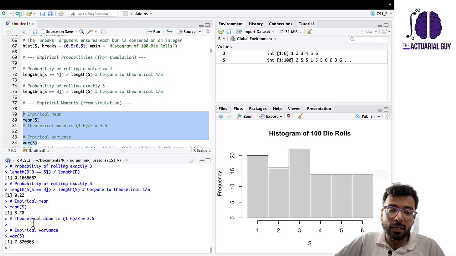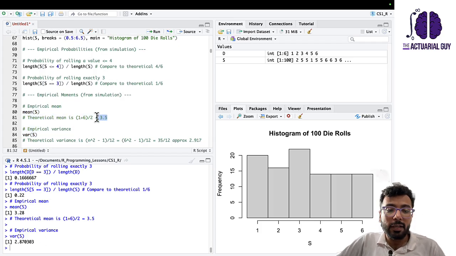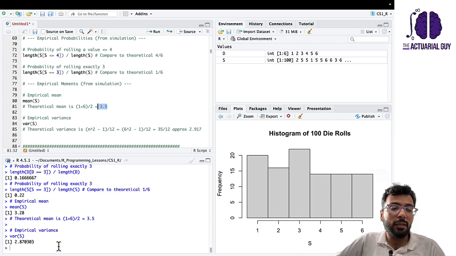You'll see the empirical mean and the variance are different from the theoretical mean and variance. Our theoretical mean was 3.5, but the empirical mean is coming out to be 3.28. And our theoretical variance was 2.917, but the empirical variance is coming out to be 2.870303.